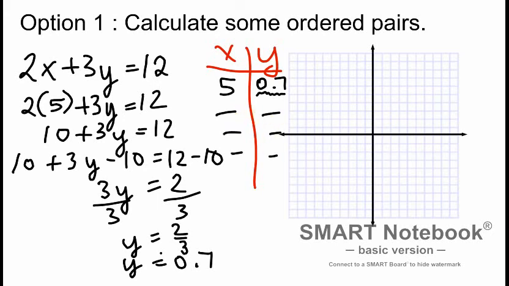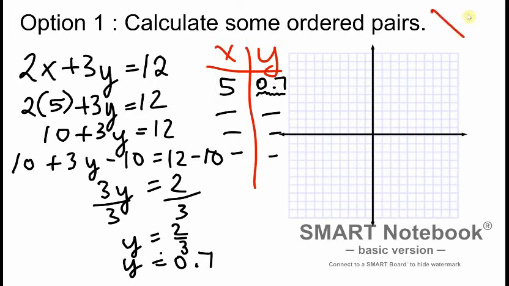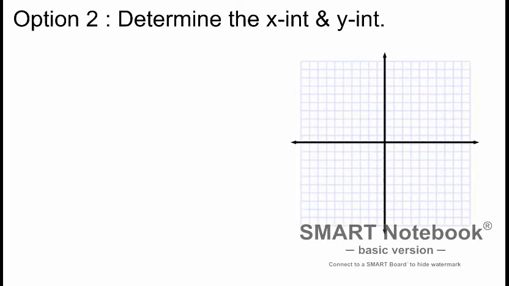Well, as you just saw, it's a lot of work to just get one single ordered pair, let alone a whole bunch of them, so that you could plot them on a grid to see the line 2x plus 3y equals 12. This option of just calculating some ordered pairs, while it does work, it is a really lousy option. Yuck. Okay, this is not a good way to graph this line. So let's go on to option number 2. Option 2 is better. It's considerably better.